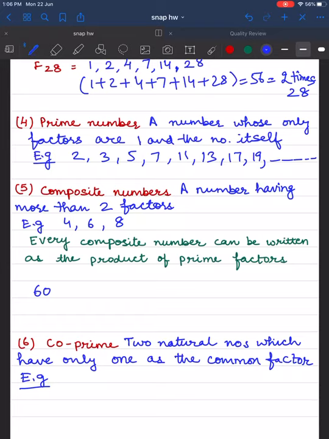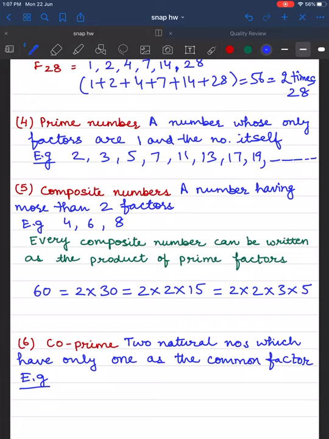Every composite number can be written as the product of prime factors. For example, we know 60 is a composite number and we can write it as 2 into 30. Now 30 can further be written as 2 into 15, and 15 can be further written as 3 into 5. So 60 is a product of 2 into 2 into 3 into 5. The order of the prime numbers may vary.